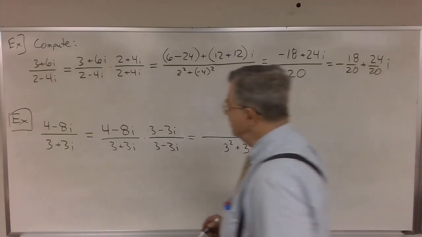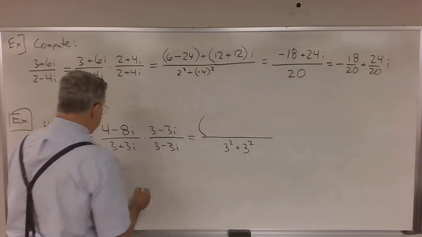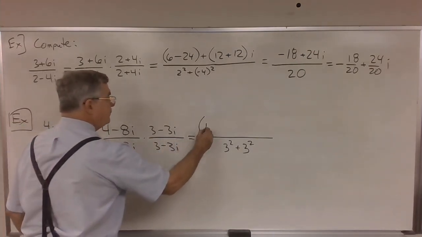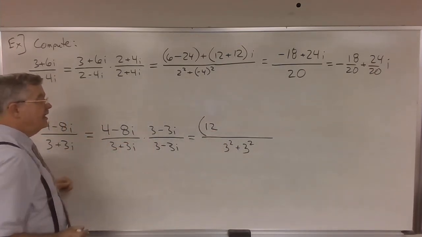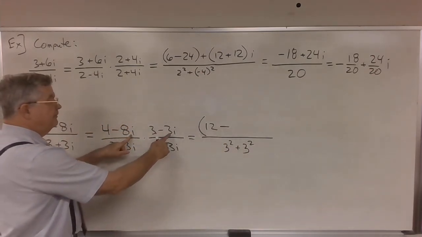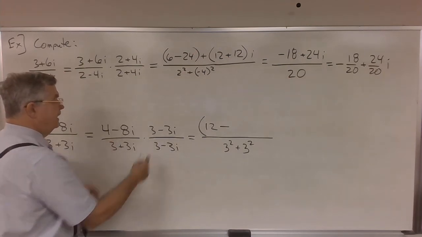On top, for our real part, we have the product of the reals. 4 times 3 is 12. Minus the product of the imaginaries. Negative 8 times negative 3.